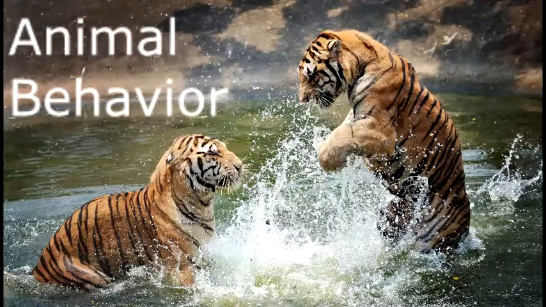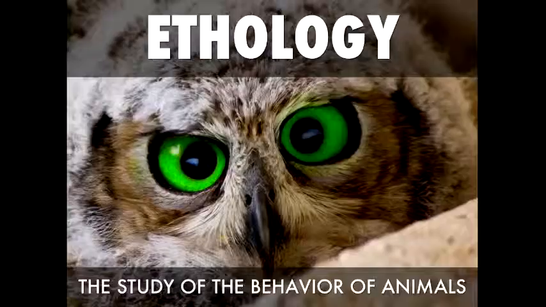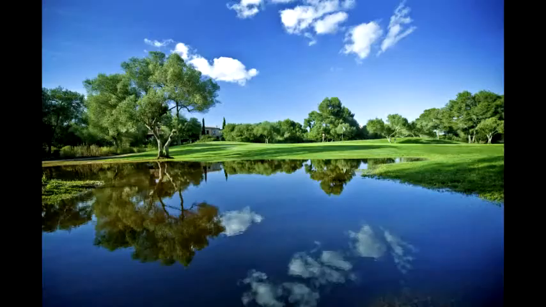Animal behavior is defined as the way an organism responds to changes in its internal or external environment. Ethology is the study of an animal's behavior in normal conditions, not like behaviorism, which is the response of an animal in a laboratory condition. Environment includes plants and other animals, as well as such non-living factors as light and sound.